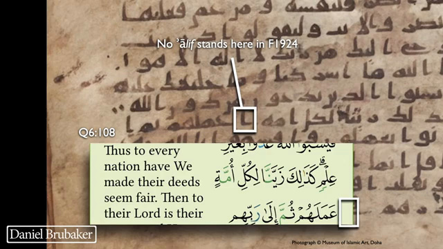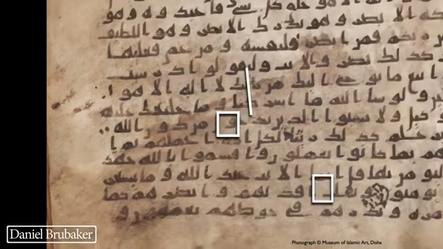Now, the manuscript has an extra aleph when compared to the standard text before the word amalahum. And the effect of this aleph is to make it plural, so their works or their deeds. So that's how it exists in the manuscript, but is not the way it exists in the text today.